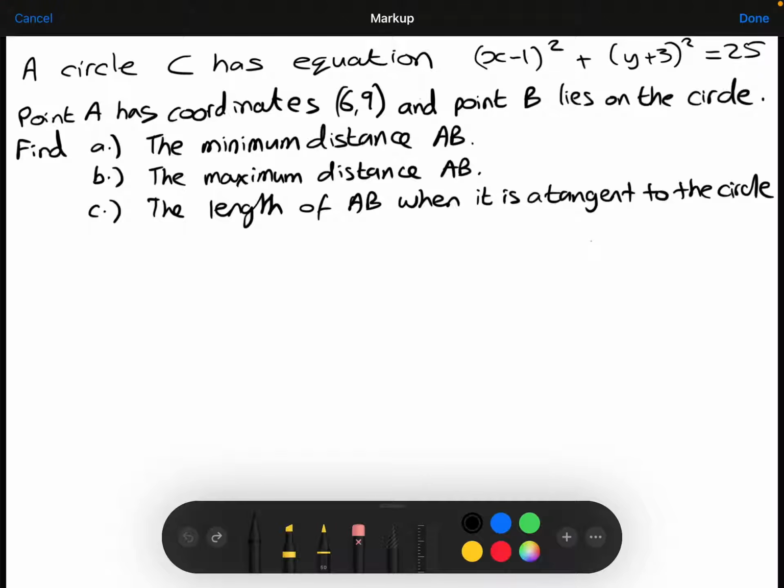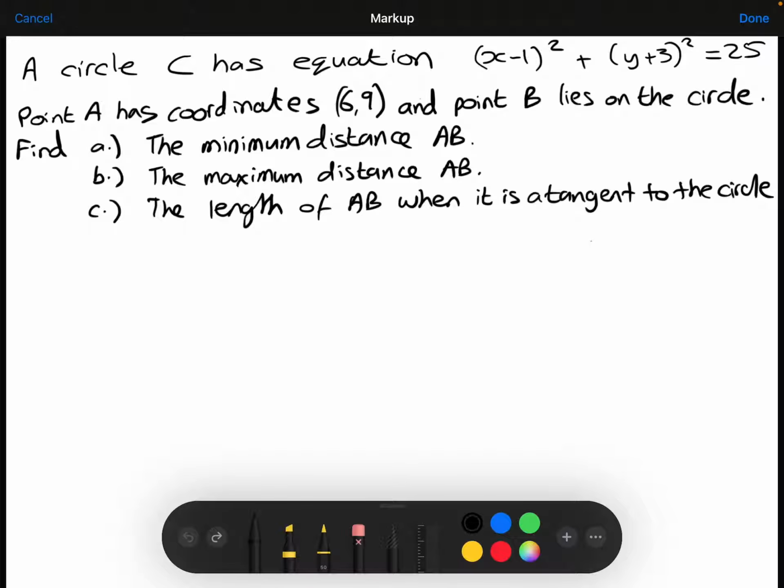Circle C has equation (x − 1)² + (y + 3)² = 25. Point A has the coordinates (6, 9), and point B lies on the circle. We need to find the minimum distance of AB, the maximum distance of AB, and then the length of AB when it is a tangent to the circle.